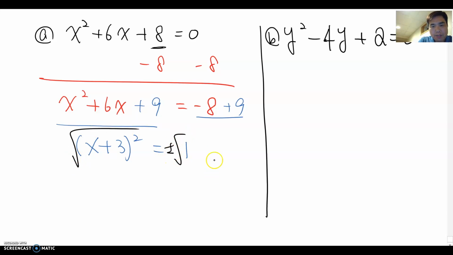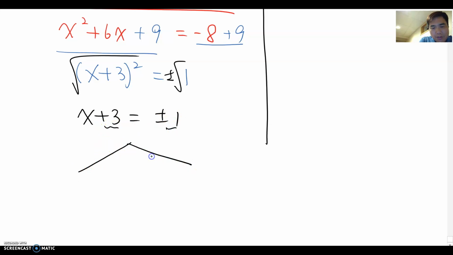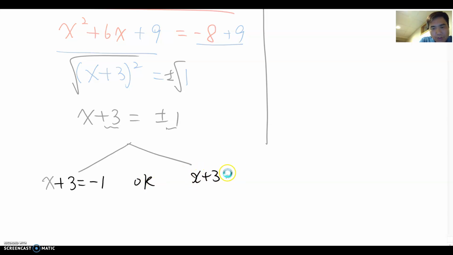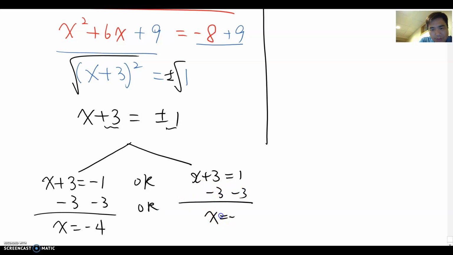Don't forget plus and minus. So x plus 3 equals plus or minus 1. Since both are rational numbers, you divide into 2 equations. So x plus 3 equals negative 1 or x plus 3 equals 1. Now subtract 3, then x equals negative 4, or subtract 3, then x equals negative 2. That will be the answer for this problem.